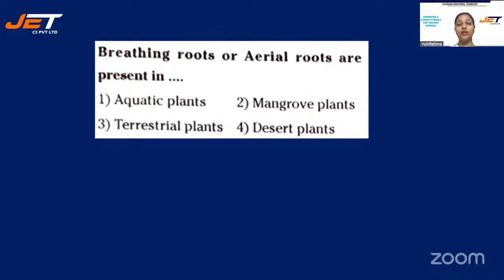Okay. Next question. Breathing roots or aerial roots are present in, and your options are number 1, aquatic plants. Option number 2, mangrove plants. Option number 3, terrestrial plants. Or is it option number 4, desert plants? Hurry up, students. What will be the correct answer for this question?